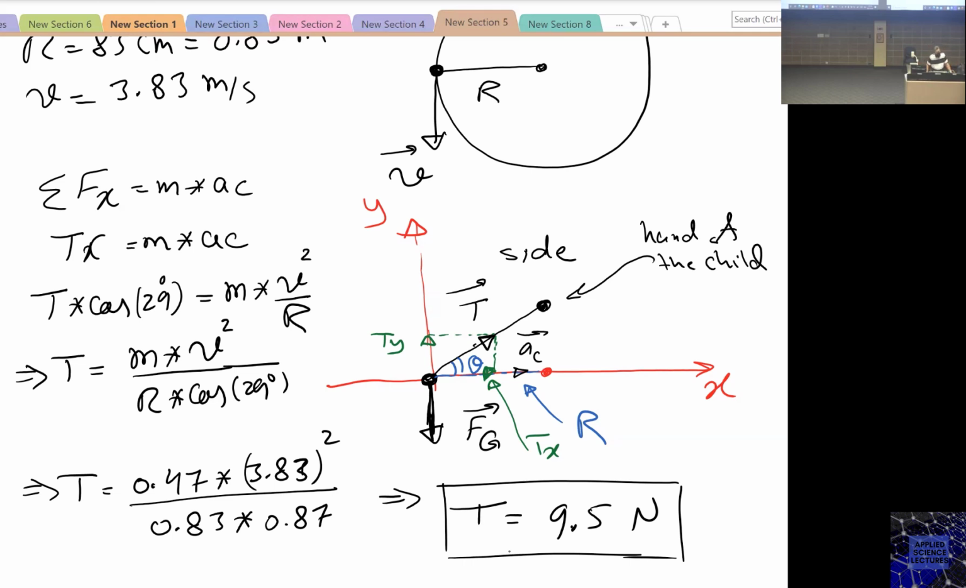This is the centripetal acceleration that we have introduced earlier. We said that the magnitude of the centripetal acceleration is V squared divided by R, where V is the constant speed along the circular path and R is the radius of that path. Any other questions?